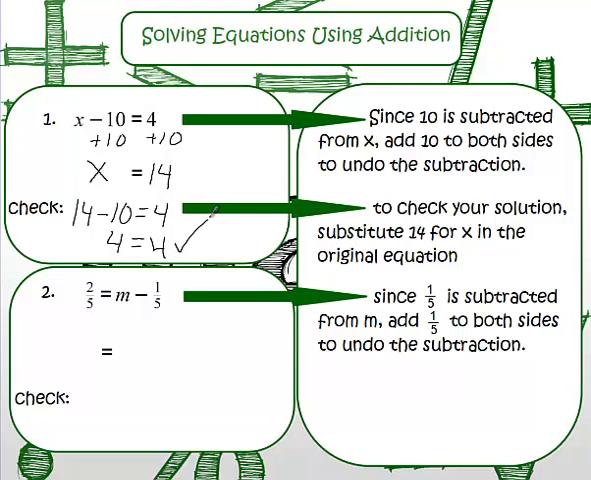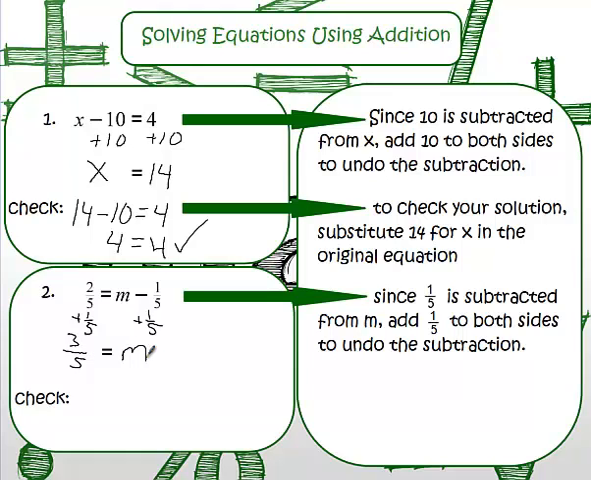Let's try number 2 here. 2/5 equals m minus 1/5. Again, since 1/5 is being subtracted from m, I'm going to add 1/5 to both sides to try to undo this subtraction. So I add 1/5 to this side, and I add 1/5 to this side. Remember, when we add fractions, all we do is add the numerators, the top part, and the denominator stays the same. So 2 plus 1 is 3, the denominator is still 5. And on this side, negative 1/5 plus 1/5 is 0, so it's leaving me with just m.